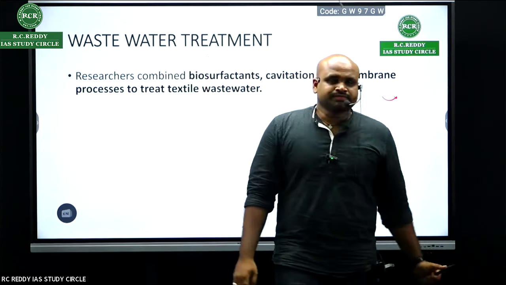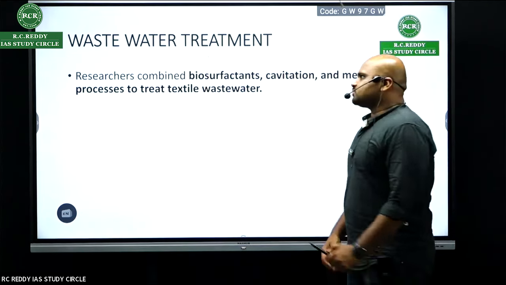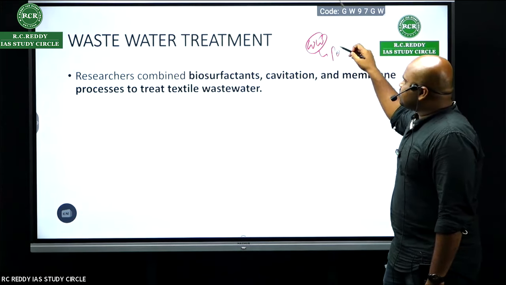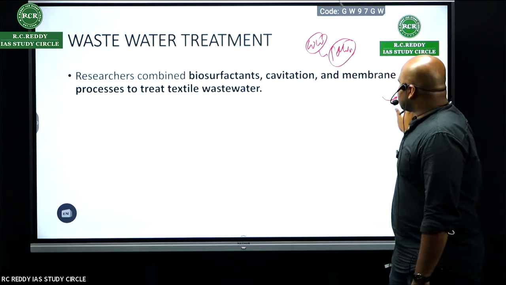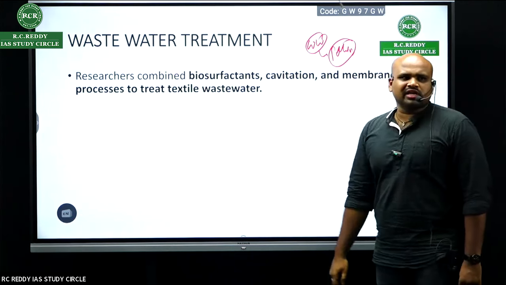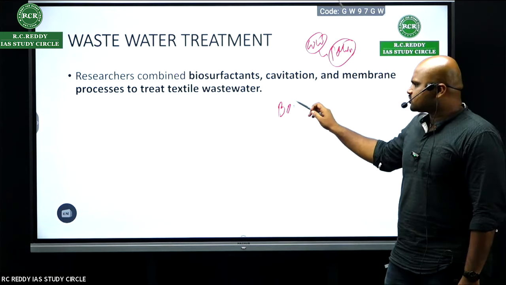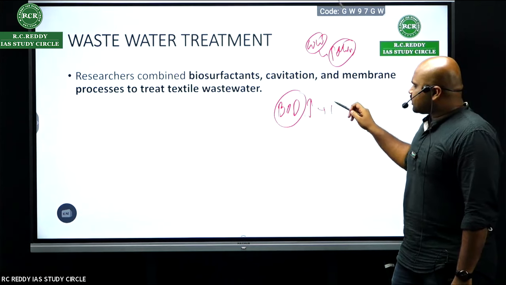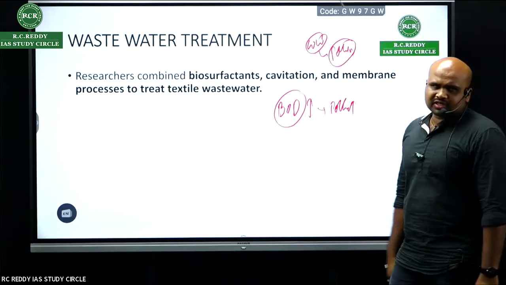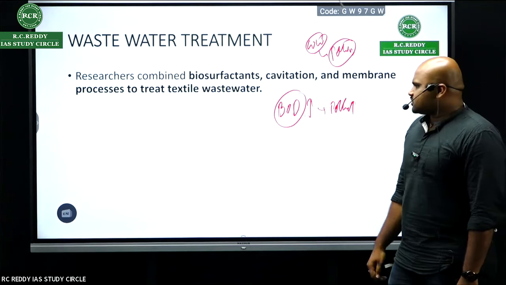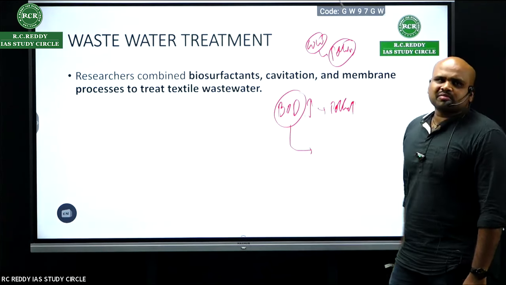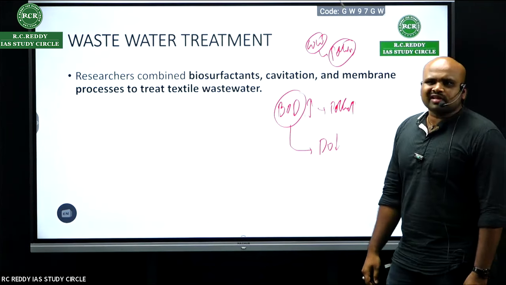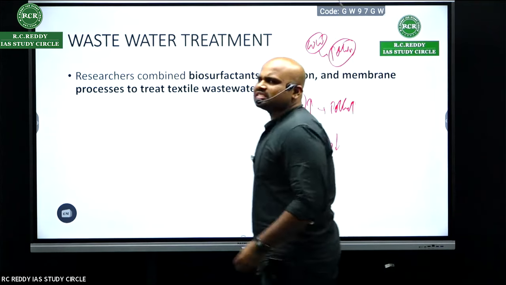Wastewater treatment. When we talk about wastewater, it simply talks about pollution. And when I look at water pollution, yesterday I had already given you an indicator of water pollution: biological oxygen demand. I told you the higher the biological oxygen demand, the higher the pollution. The other dimension is that whenever I have high biological oxygen demand, there is lesser dissolved oxygen. That means the availability of oxygen in that particular water body is less.